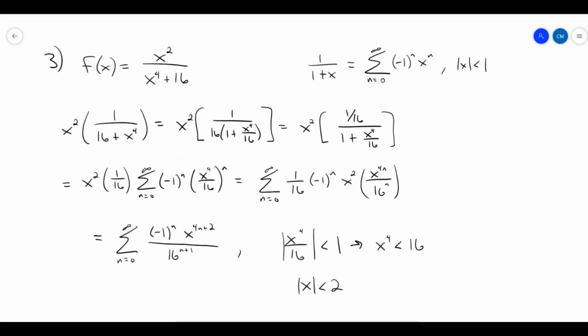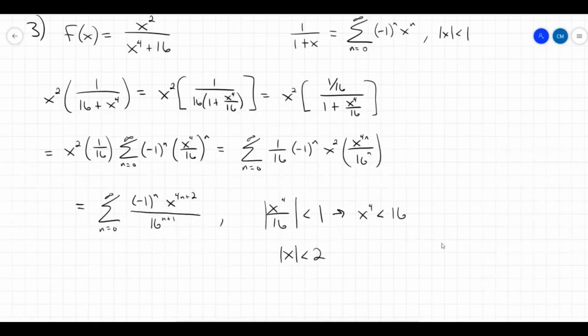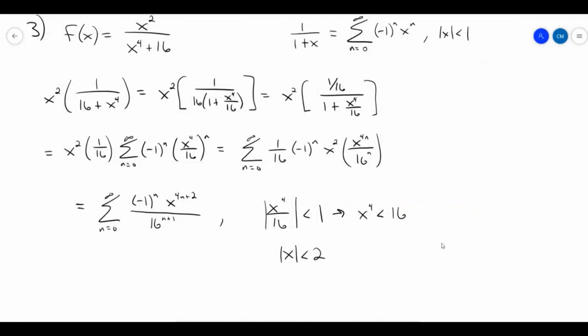Okay, and again, I'm not just ignoring the absolute value bars. Remember that when you have a 4th power, you don't need them. But then when you take a 4th root, you have to put them back. All right, so that means that our radius of convergence is 2.